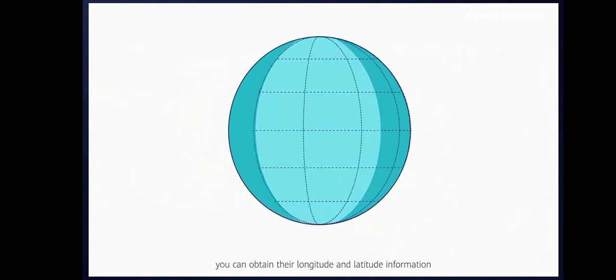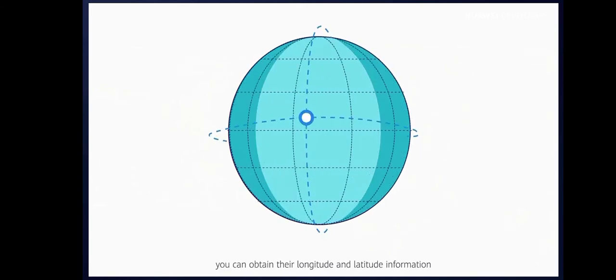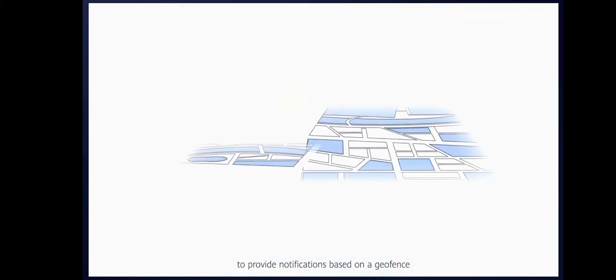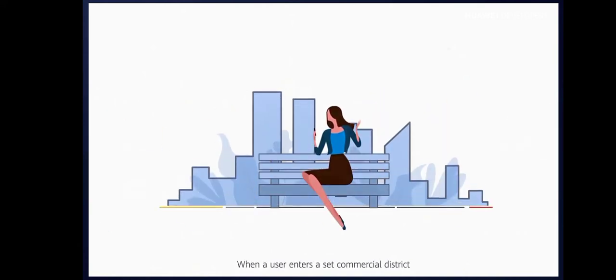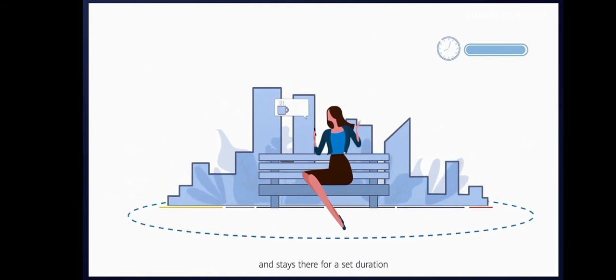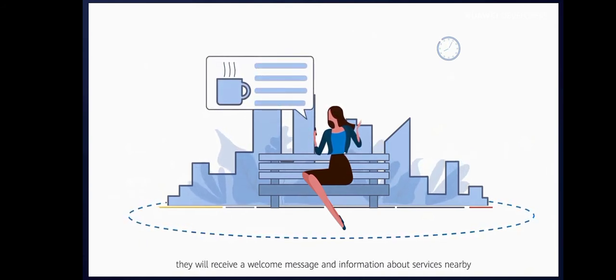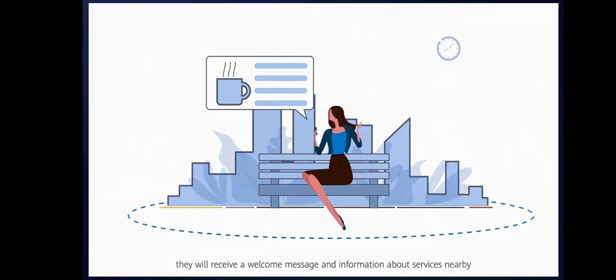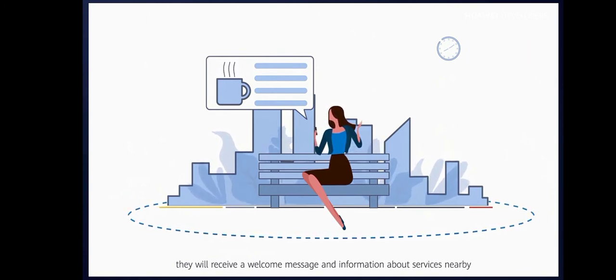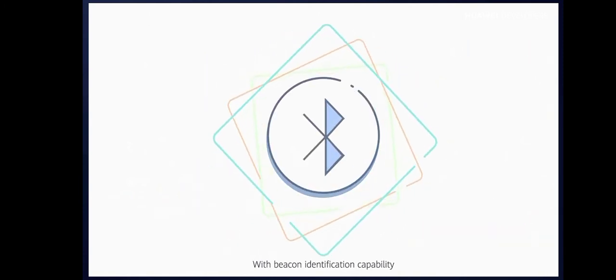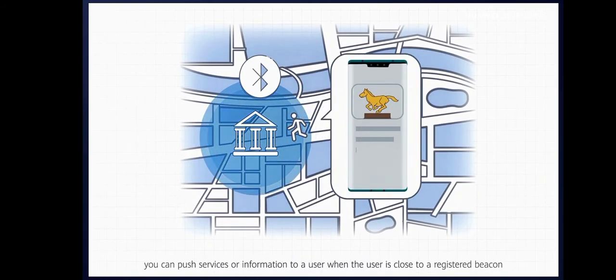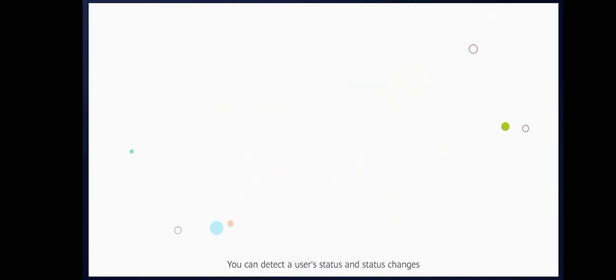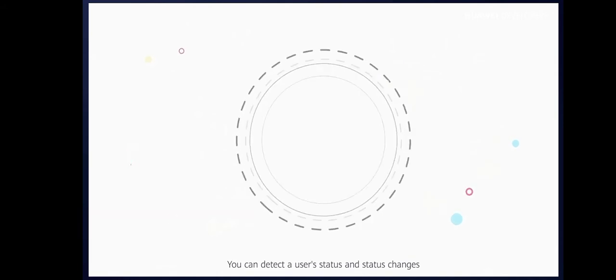With a user's permission, you can obtain their longitude and latitude information to provide notifications based on a geofence. When a user enters a set commercial district and stays there for a set duration, they will receive a welcome message and information about services nearby. With beacon identification capability, you can push services or information to a user when the user is close to a registered beacon. You can detect a user's status and status changes.